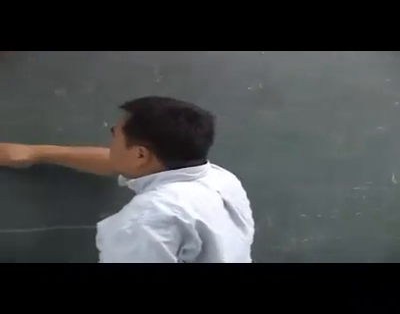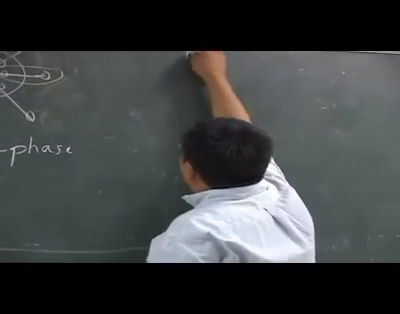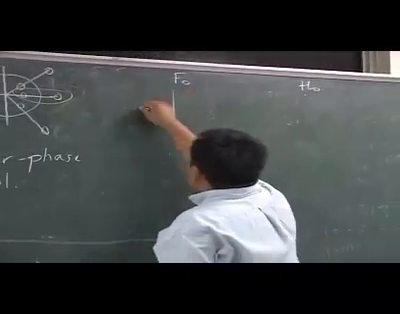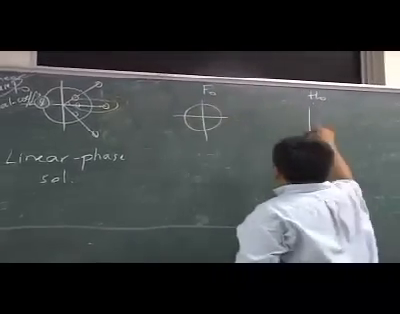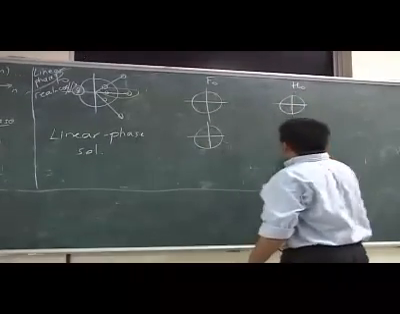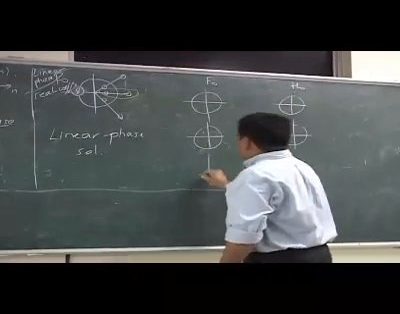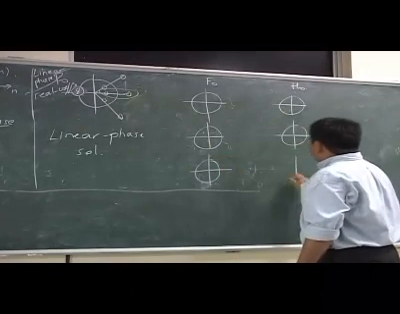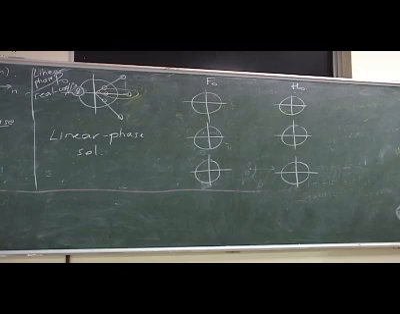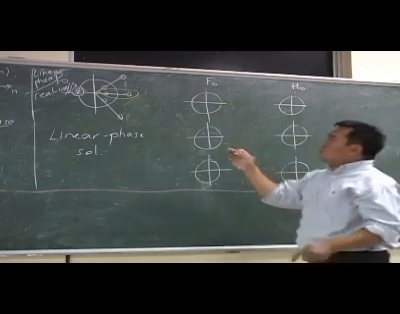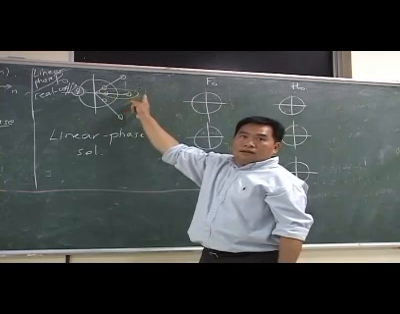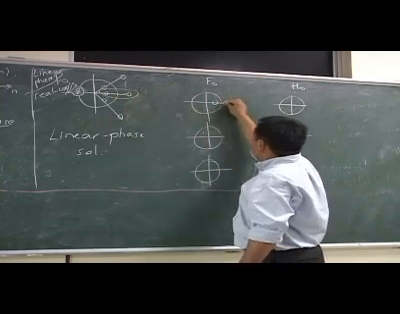So here, linear phase solution. Again, F naught, H naught. Okay? Now, many different solutions. We'll discuss a few. Okay. So how do I deal with this pair? They're going to go together.